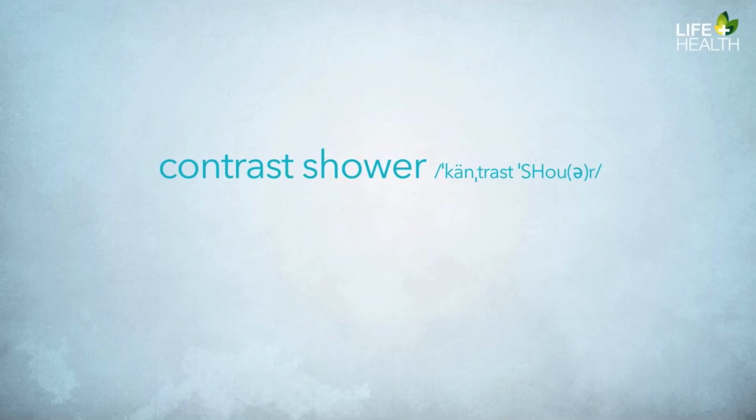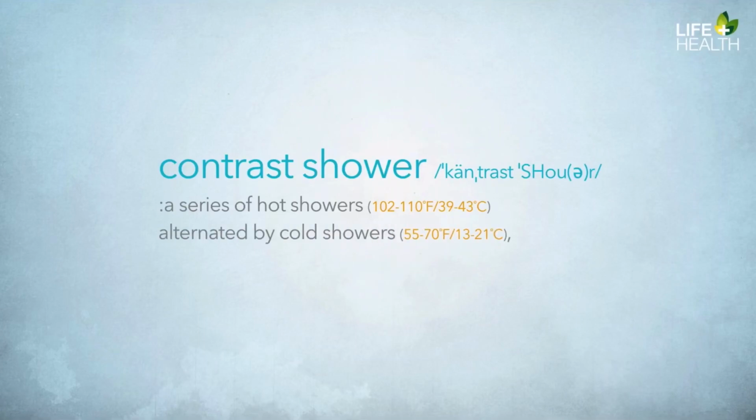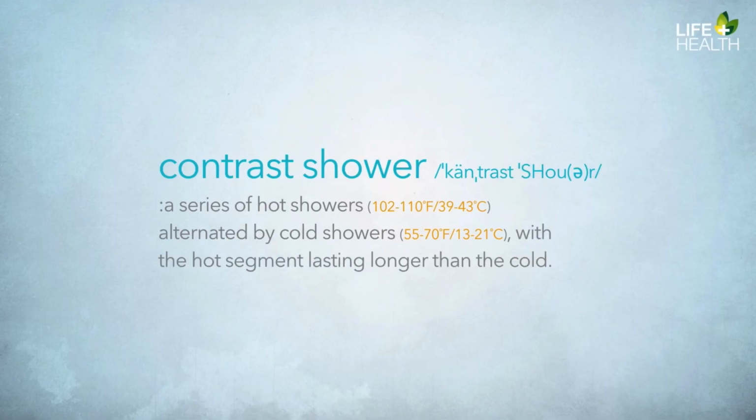In this segment, we're going to talk about the contrast shower. The definition of the contrast shower is a series of hot showers between 102 and 110 degrees Fahrenheit, alternated by cold showers, 55 to 70 degrees Fahrenheit, with the hot segment lasting longer than the cold segment.